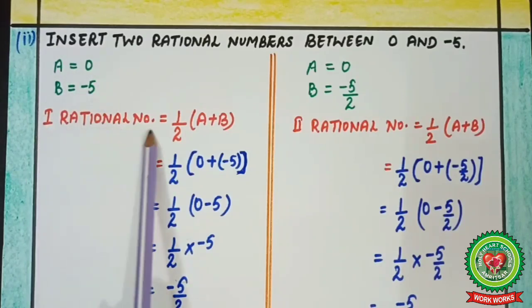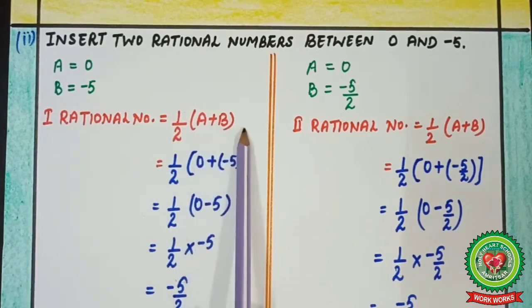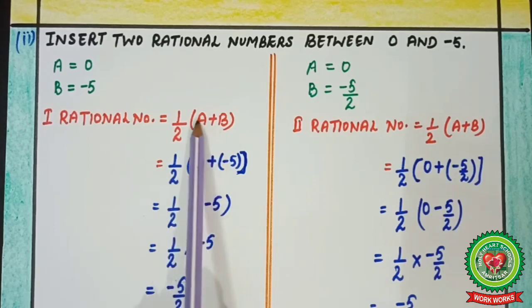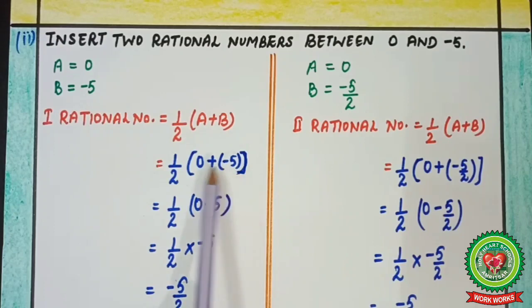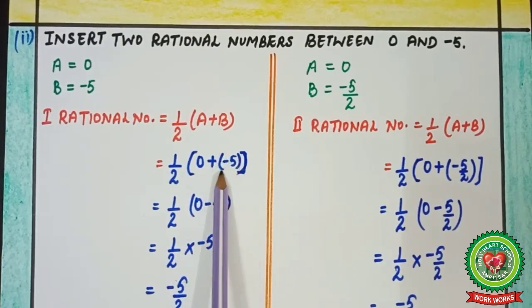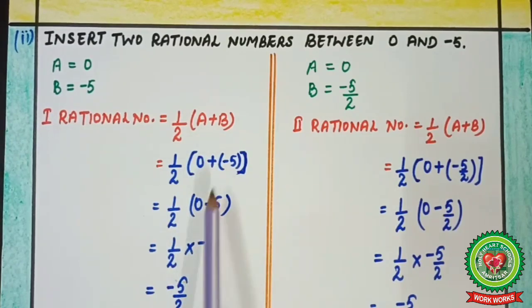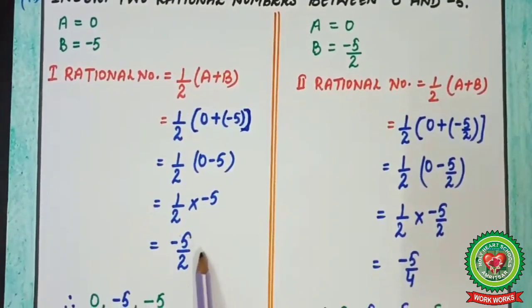Now first rational number we have to find. So you will write here first rational number is equal to 1 upon 2 bracket A plus B. So you will write here 1 upon 2. On the place of A you will write here 0 plus and minus 5. So you know that plus and minus, two signs can't come together. So you will put bracket here and big bracket here, right? So now outer sign is plus, inner sign no change. That means minus is there, 0 minus 5, right? So now 0 minus 5 is what? Minus 5. So you will have 1 upon 2 multiplied by minus 5. Now when you multiply them, you will have minus 5 upon 2.